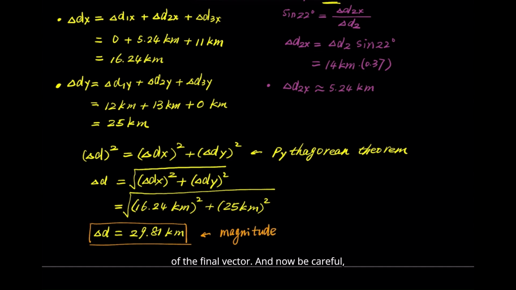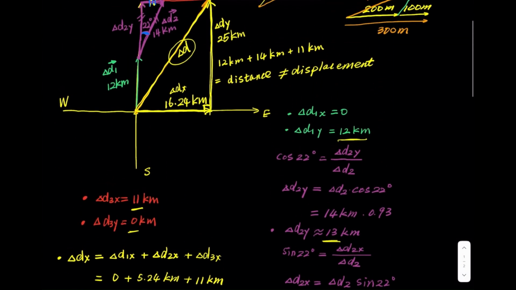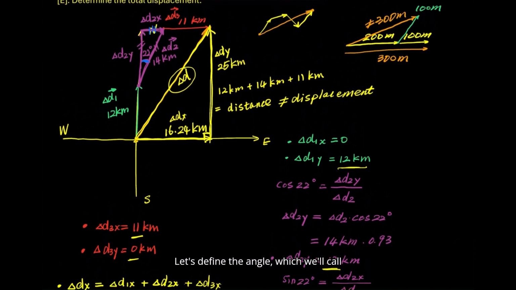of the final vector. And now be careful, we haven't finished yet. The displacement is a vector, and so far we've only determined its value or the magnitude. We still need to find its direction. To find the direction, we'll use a little more basic geometry. Let's define the angle, which we'll call theta, measured from the east line towards the north line. You can also try to find this angle, which is measured from the north line to the east. So that's also fine. Here, we're going to calculate this theta.